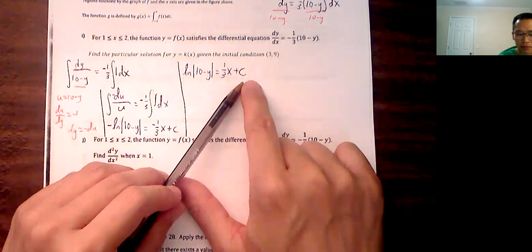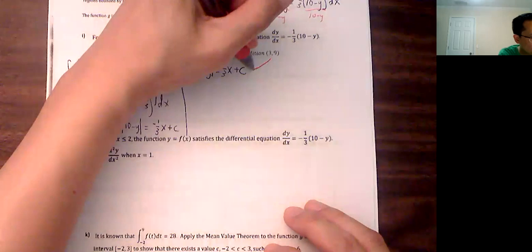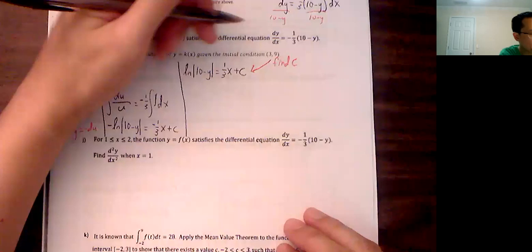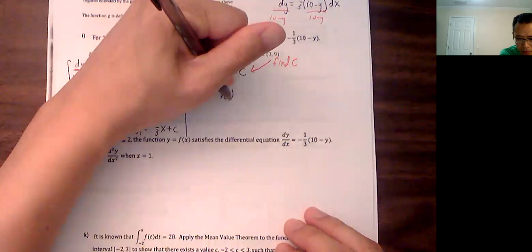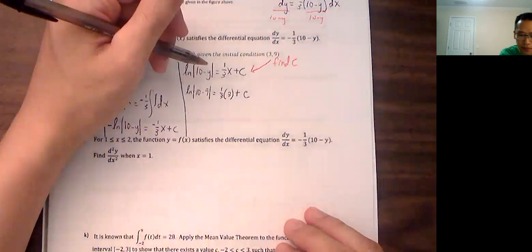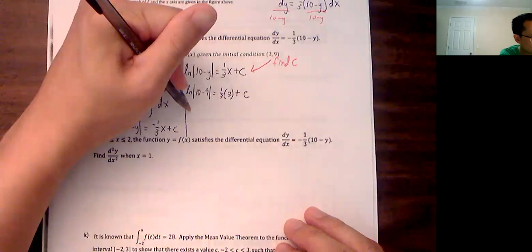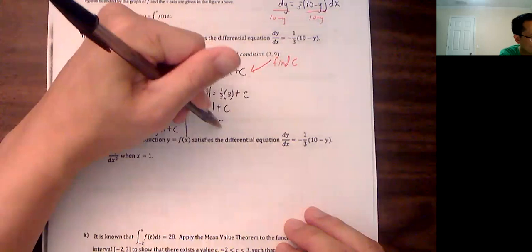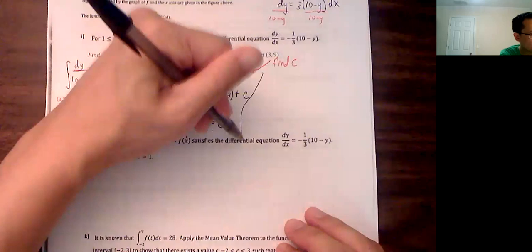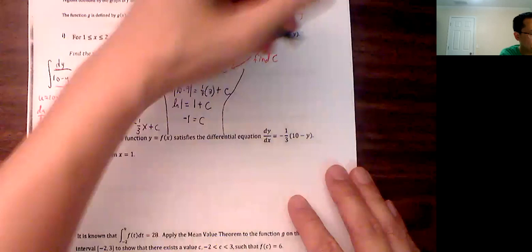So I have an initial condition, 3, 9. I'm going to take that, plug it in, find my c value. So I get C, natural log of 1 is 0, 0 minus 1 is negative 1, so C is negative 1. Okay, I'll replace negative 1 in for the C value, right here. That's where I started my substitution, so that's where I need to go back to.